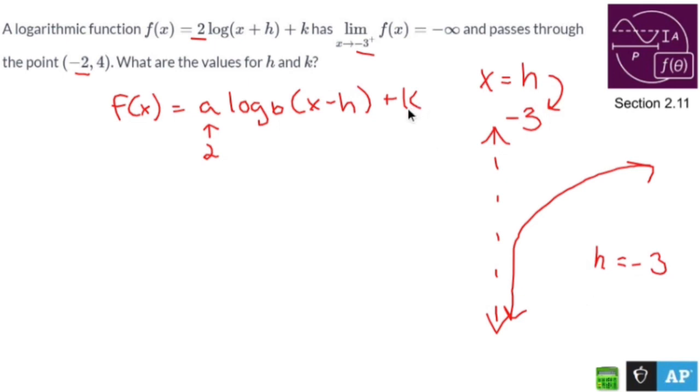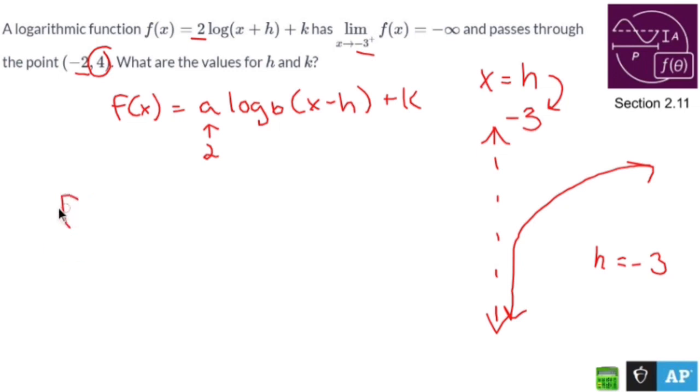Now k is always going to be where your point is 1 unit to the right of the asymptote. It just so happens that negative 2 and negative 3 are 1 unit away from each other. And since negative 2 is 1 unit to the right of negative 3, that tells me that k is 4.